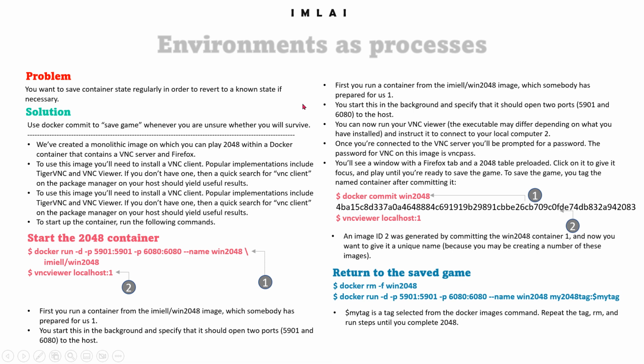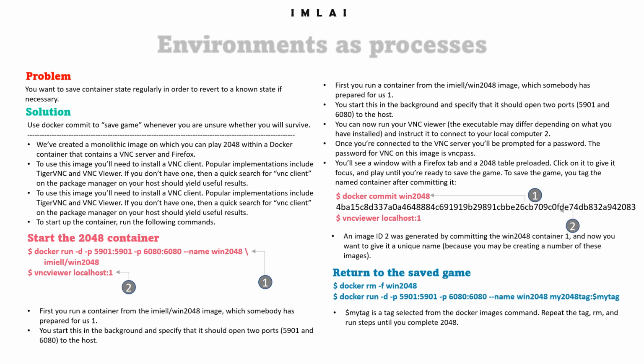So first you run a container from this Win2048 image which somebody has prepared. Then after that we can run our VNC viewer. That executable may differ depending on what you have installed, and instruct it to connect to your local computer. Now you will see a window when you open it in a Firefox. It is preloaded, so you can experiment with it if you want, or just leave it.